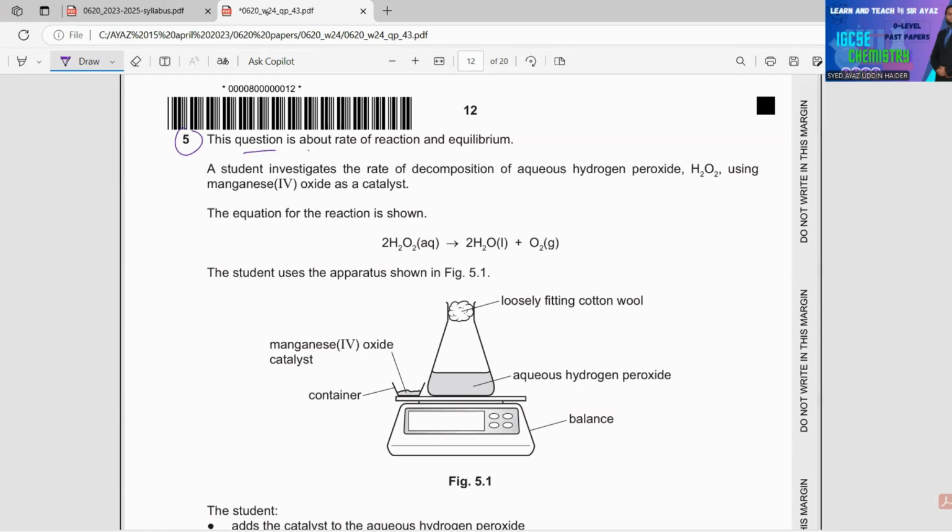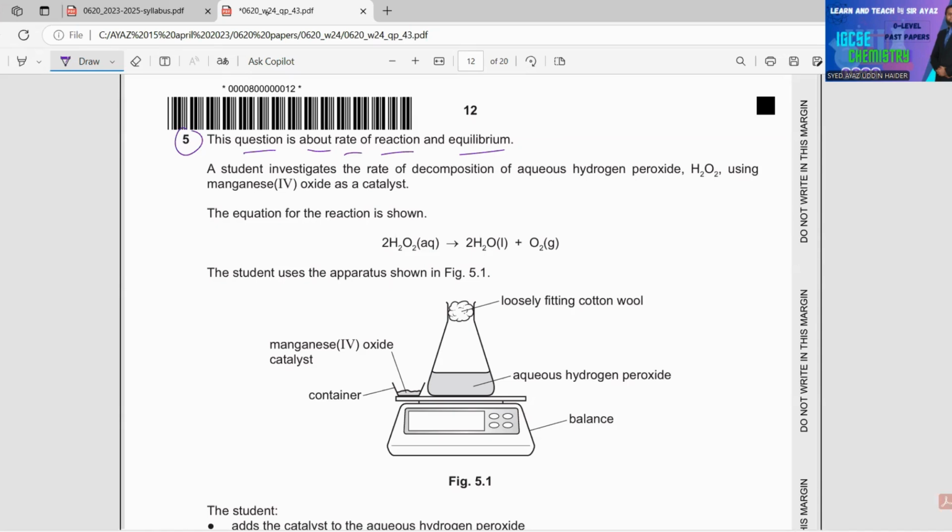This question is about rate of reaction and equilibrium. The student investigates the rate of decomposition of aqueous hydrogen peroxide H2O2 using manganese 4 oxide as a catalyst. The equation for the reaction is shown. Here's the reaction equation. 2H2O2 aqueous gives 2H2O liquid plus O2 gas. The student uses the apparatus shown in figure 5.1.